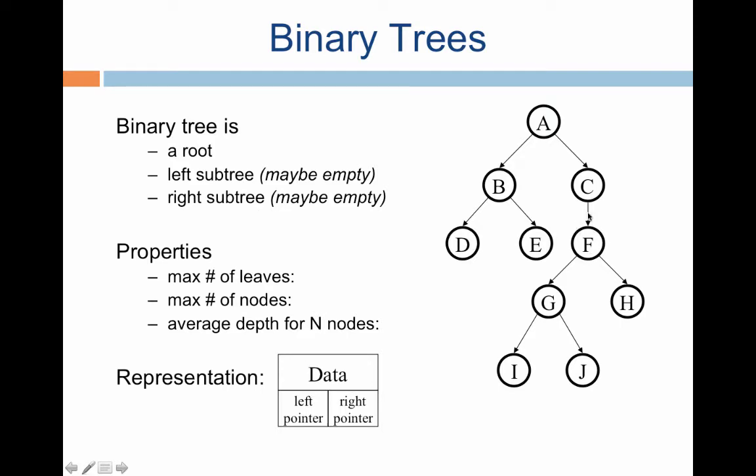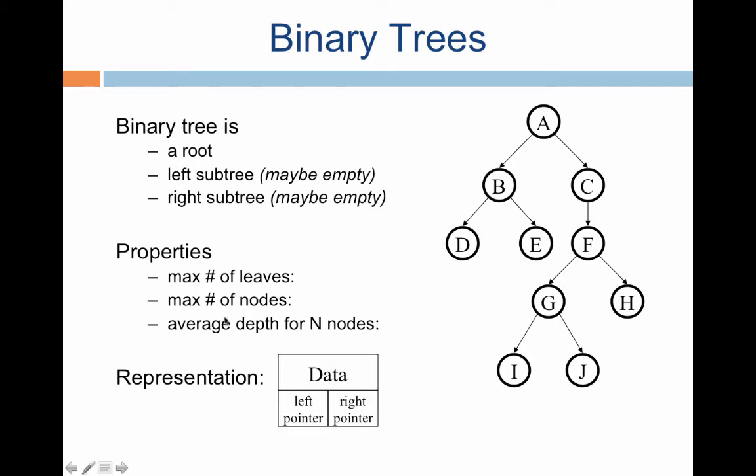Observe that C has only one child, right? And depending on the implementation, if this is implemented as a right subtree, then its left subtree is empty. If you look at a leaf node like D, observe that it has neither a left subtree nor a right subtree.